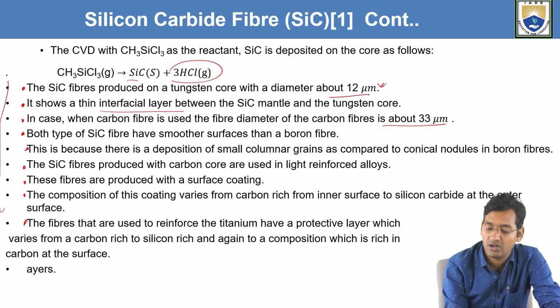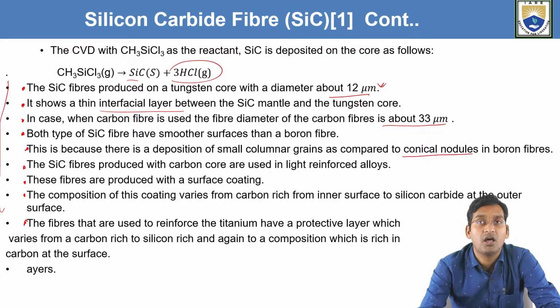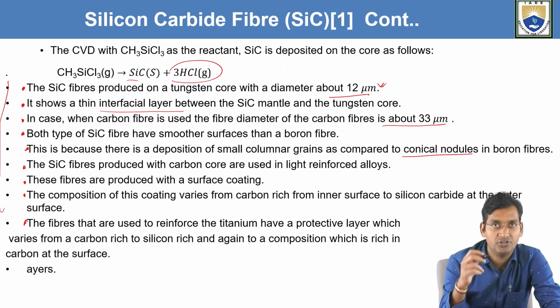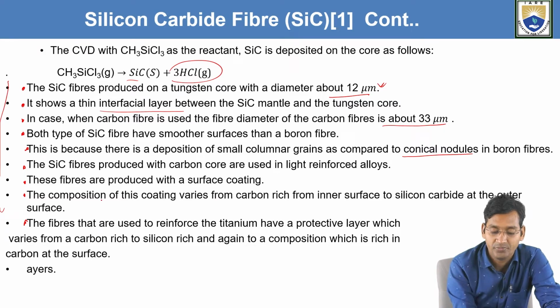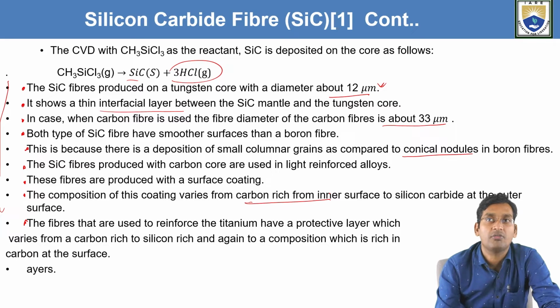So in boron fiber, what happens? Their conical nodules are formed, but here columnar grains are forming. The SiC fibers produced with carbon core are used in light reinforced alloy. These fibers are produced with a surface coating. The composition of this coating varies from carbon rich at the inner surface to silicon carbide at the outer surface. So the composition is from what? Carbon rich at the inner surface to silicon carbide at the outer surface.